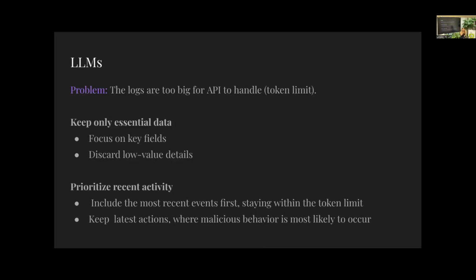So first, the logs were too big for the API to handle because there is a token limit, or a context limit, of how much input the LLMs can take. So one part of the pre-processing was to make this JSON shorter. And the other part was I saw some data which were redundant or low value, so I just removed those.